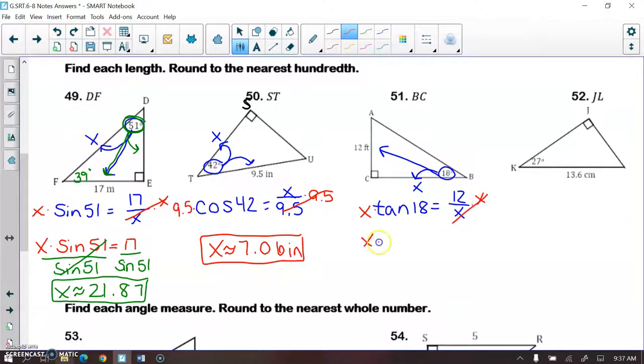So I wind up with X times the tangent of 18 is equal to 12. And then I'm going to divide by the tangent of 18 to get X by itself. And I wind up with X is approximately equal to, if we do 12 divided by the tangent of 18 in our calculator, we get about 36.93 feet.